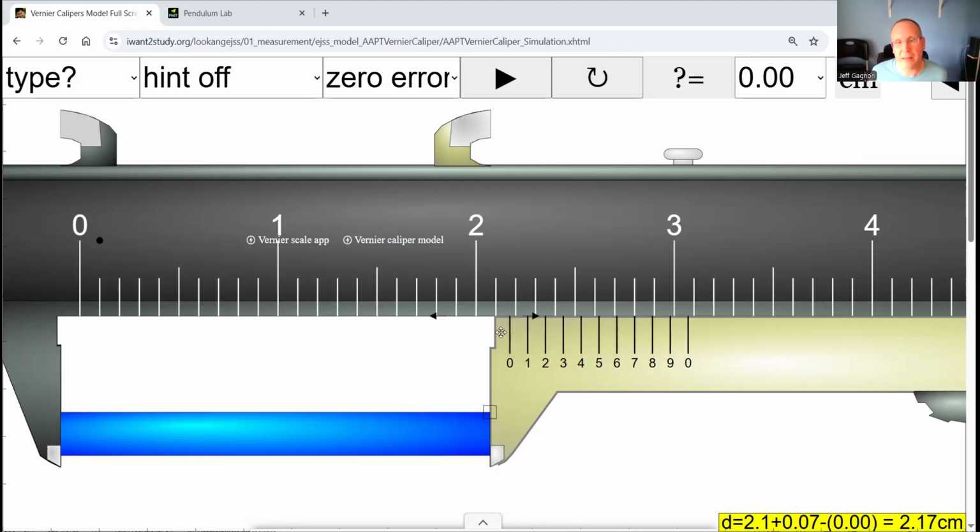So in this case, sorry, it's a 0 here, right? So 6, 7, or 8. So in this case, the reading would be 2.17 centimeters. All right.